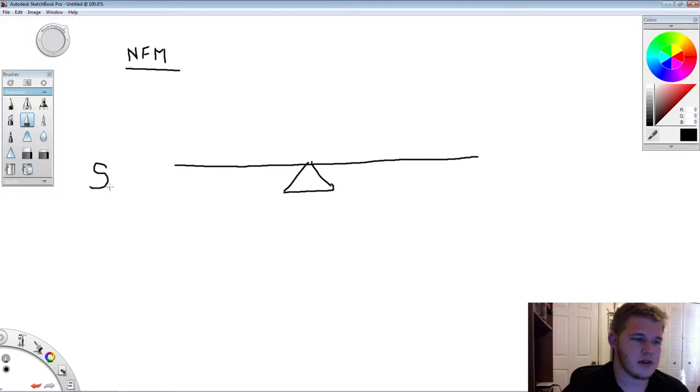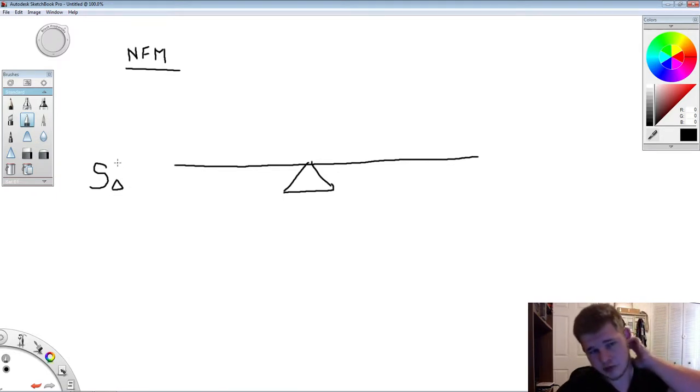Something goes on, and you can also notate that with a delta sign, a triangle, which means change. So there's a change. It is then received.